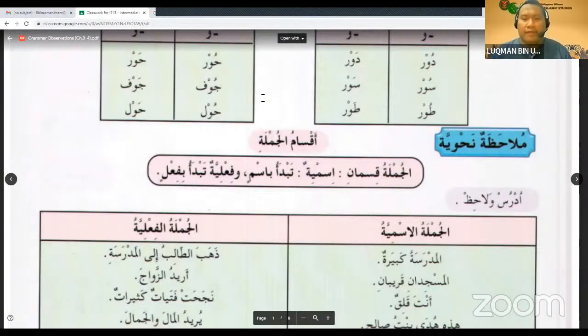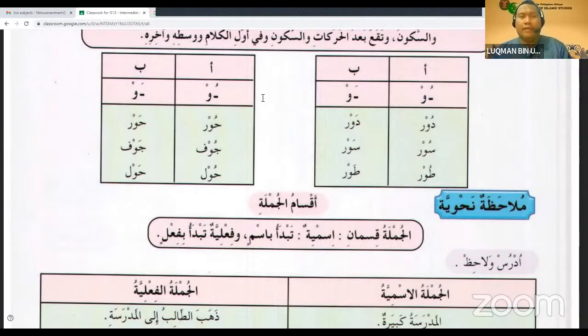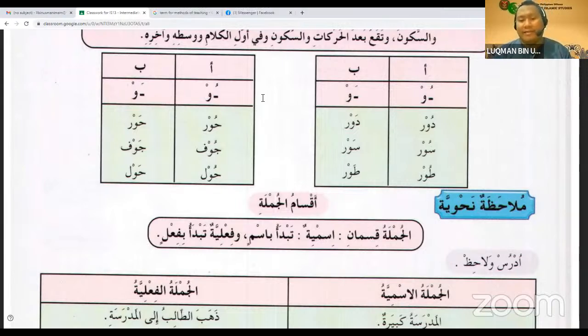So the first topic is aqsamul jumlah, types of sentences. In English grammar, there are different types of sentences, but in Arabic, we only have two general types of sentences. And they are jumlatun ismiya and jumlatun fi'liya. So ismiya from the word ism, from the word noun. So it means this sentence starts with a noun. If a sentence starts with a noun, it's automatically classified as jumla ismiya.